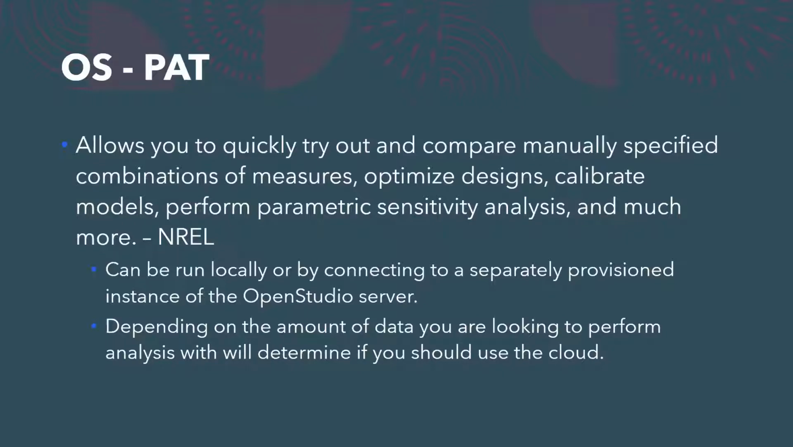So the parametric analysis tool allows you to quickly try out and compare manually specified combinations of measures, optimize design, calibrate models, perform parametric sensitivity analysis, and much more. So it can be run locally by connecting to a separately provisioned instance of the OpenStudio server. Depending on the amount of data you're looking to perform, analysis will determine if you should use the cloud.